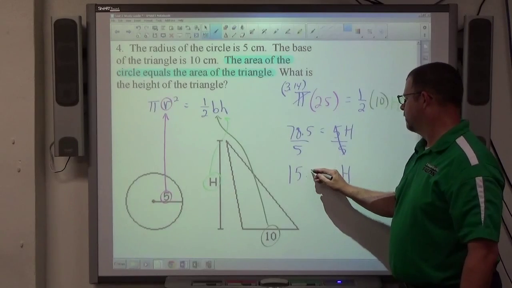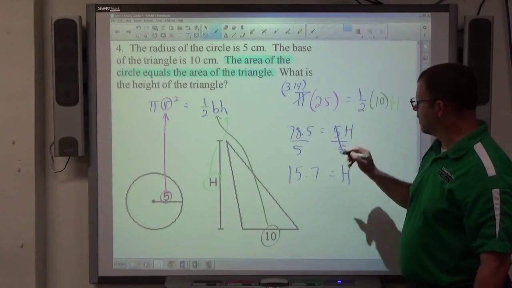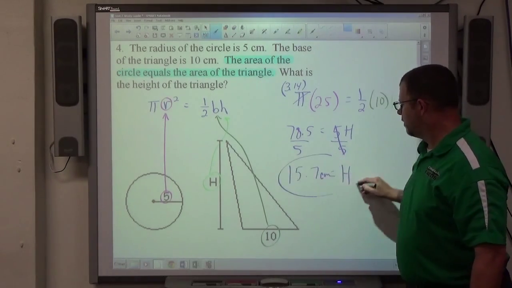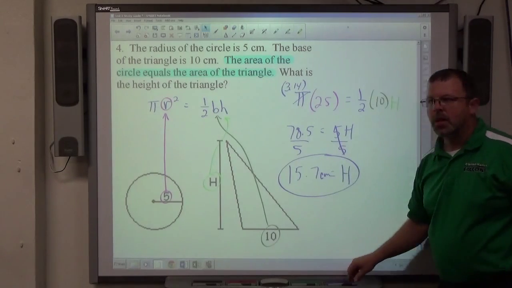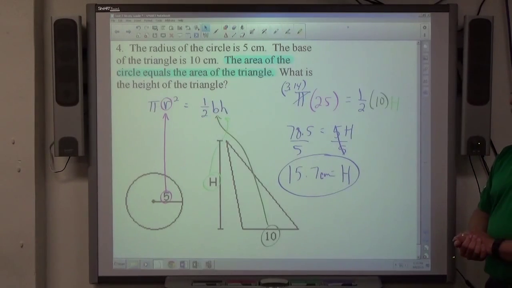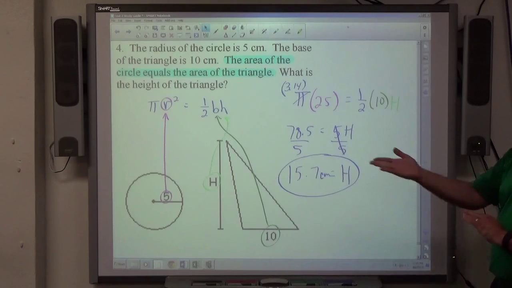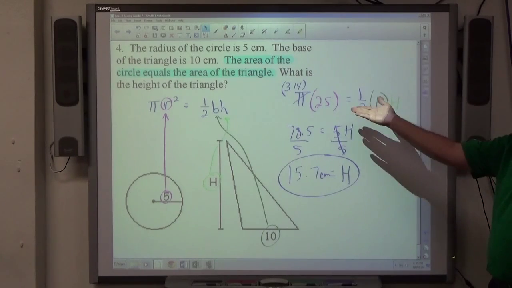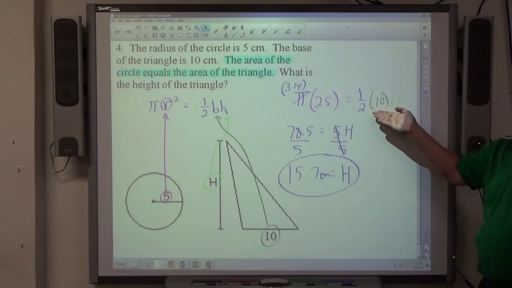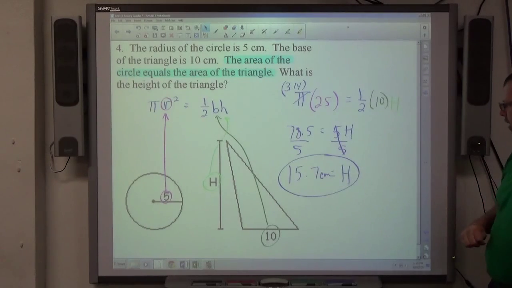.7 centimeters would be the height of the triangle, approximately. It's going to be the height of the circle, or the area of the circle equals the area of the triangle. The height's going to be missing. It's just a matter of applying the area formula of the circle equal the area formula of the triangle. The missing piece is h, solve for h, and that'll be fine.